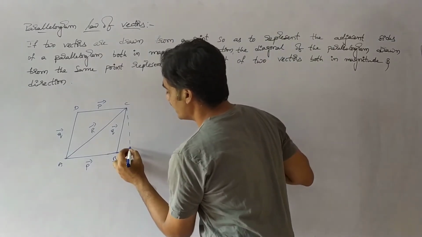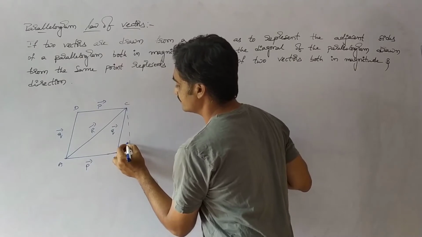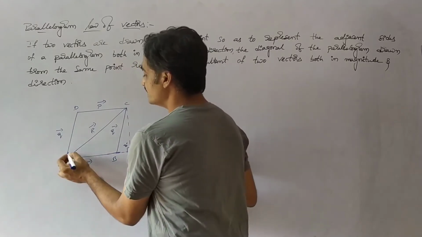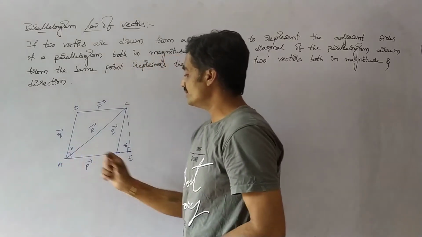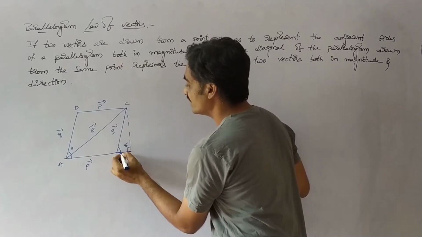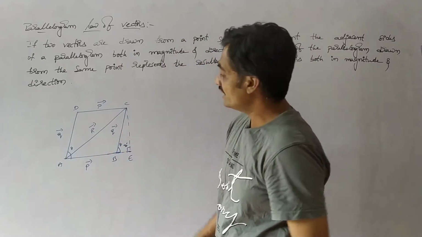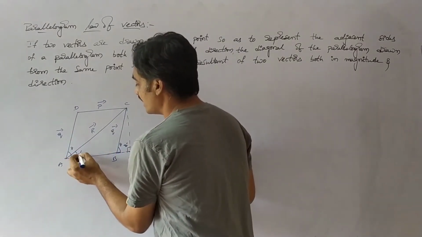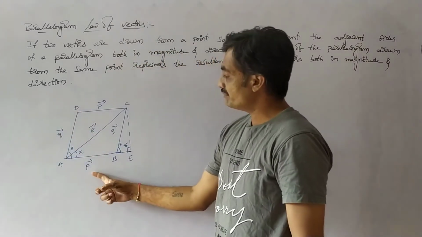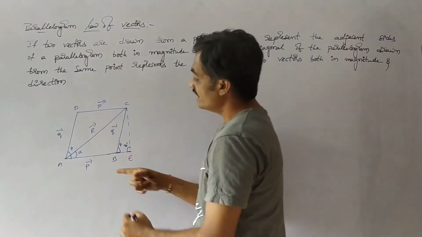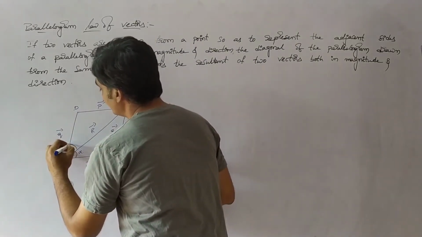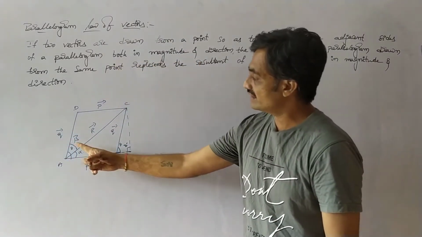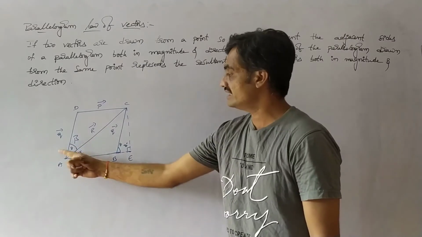Observe that here we have an angle of 90 degrees, the perpendicular, and the angle between the two vectors p and q is theta. As the angle between p and q is theta, automatically the angle at this position is also theta. The angle between vector p and the resultant diagonal line is alpha, and the angle between vector q and the resultant diagonal line is beta.